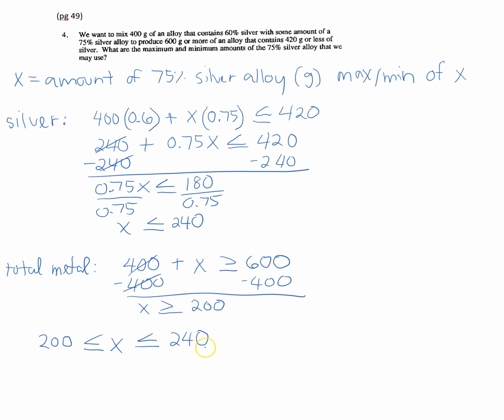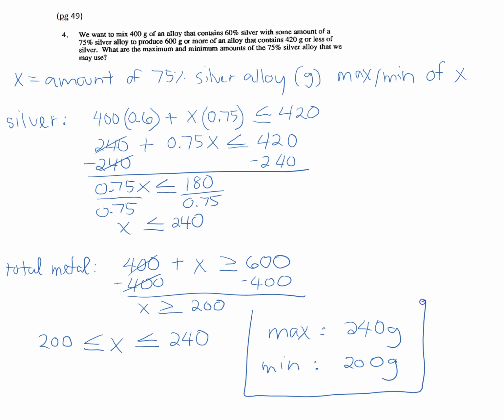So if we want to find the max and min, this means that the maximum amount of the alloy we can use is 240 grams, and the minimum is 200 grams, because we have less than or equal to and greater than or equal to here. So X can equal these values. So these are the max and min amounts of our 75% silver alloy.